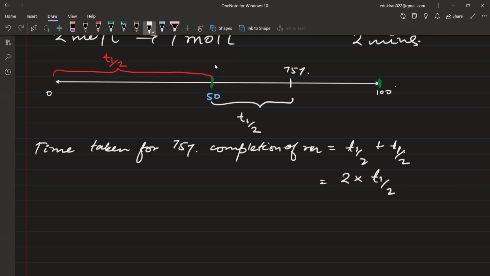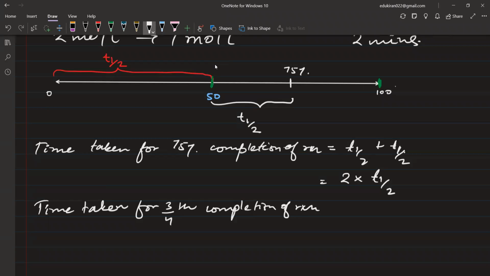All of you got this? Yes or no? Please tell me, guys. You can also say time taken for 3/4 completion of reaction is equal to twice of T half. But all of these things are for what? For first order reaction.